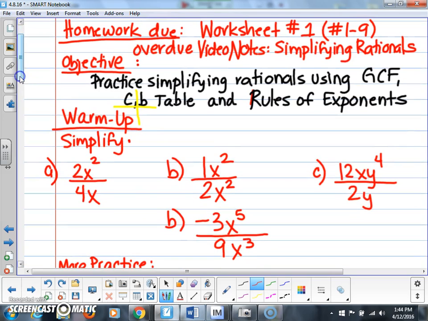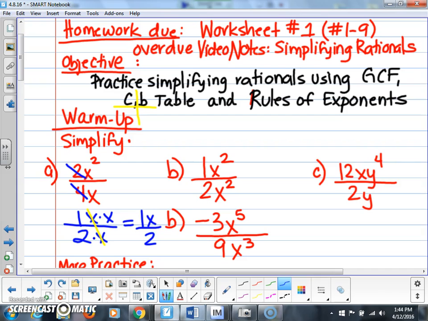You guys flash me the answer to part A. 2x squared divided by 4x. In this case, what goes into both? What can we divide 2 and 4 by? 2. So 2 divided by 2 gives me 1, good, and 4 divided by 2 is 2. When I have 2 x's in the numerator and 1 x in the denominator, I cancel those out and I'm left with 1x over 2. Questions? Okay, very good. Let's go to B.